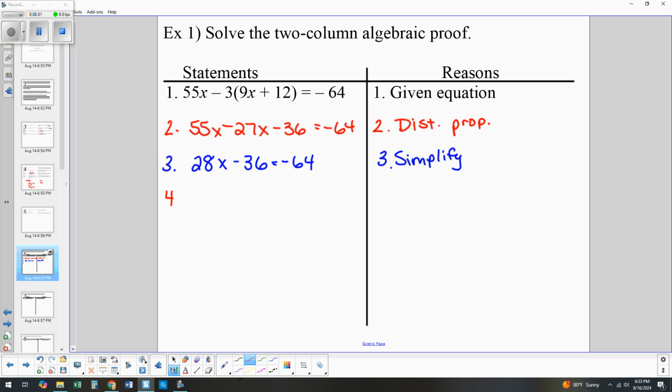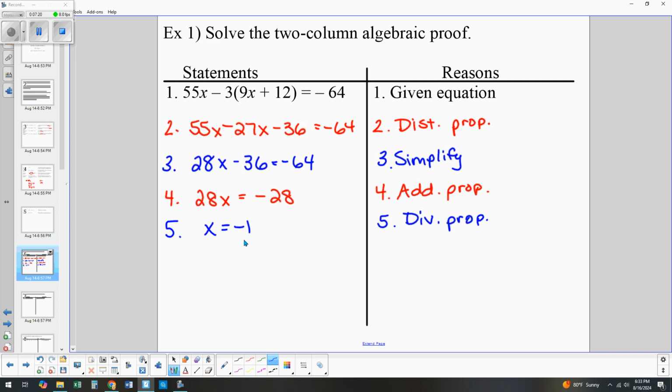So after that, I want to add 36 to both sides. So that is the addition property. You can write property of equality for these, but it's also not necessary. So I do believe we're at our last step. I know I want to divide both sides by 28, so that's the division property. So x will equal negative 1. So that is how we would complete a 2-column algebraic proof.